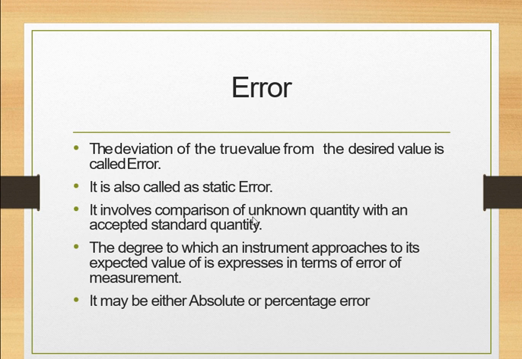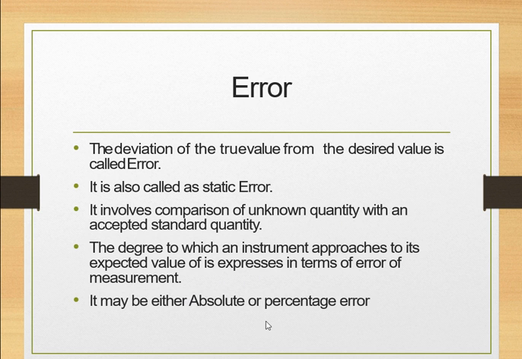It involves comparison of an unknown quantity with an accepted standard quantity. We just compare the unknown quantity with the standard quantity, and if they are equal, we can say there is no error. If there is some deviation, of course there will be an error. This process is done during calibration. The degree to which an instrument approaches its expected value is expressed in terms of the error of the instrument. The error may be either absolute or percentage error.